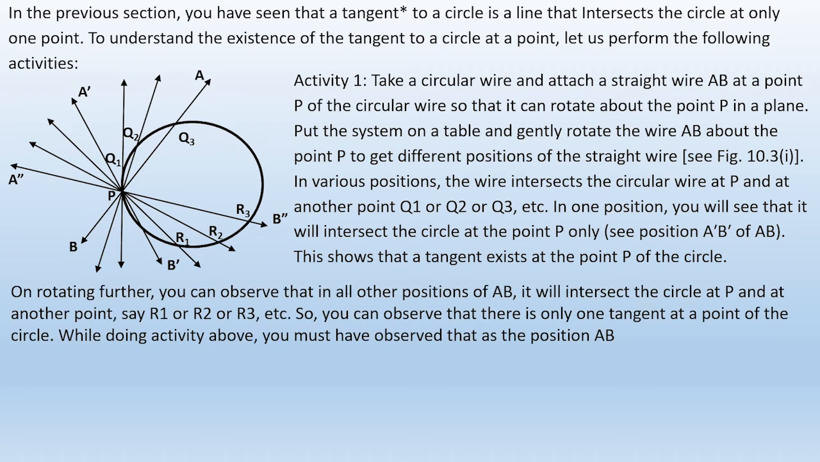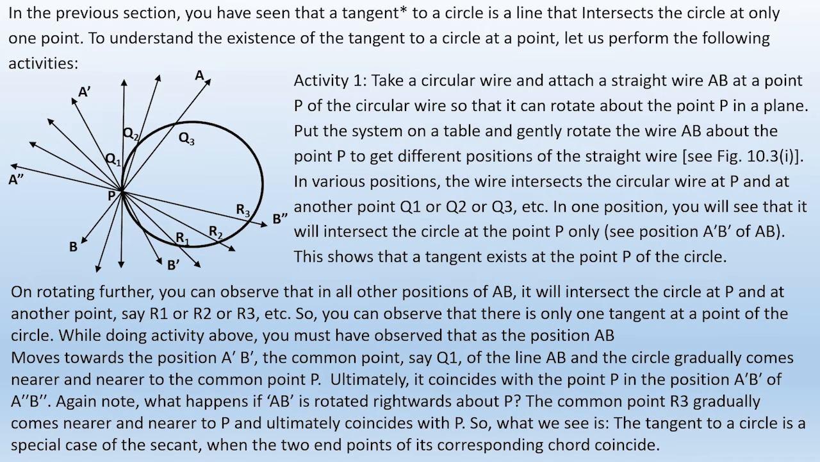Take a circular wire and connect it to a straight wire AB at the point P, such that it may revolve in a plane around the point P. Place the system on a table and gently spin the wire AB around the point P to get multiple straight wire locations. The wire intersects the circular wire at P and at other points, that is Q1 or Q2 or Q3, etc. at various places. You can see that it will only cross the circle at point P in one location. This demonstrates that a tangent exists at circle's point P.